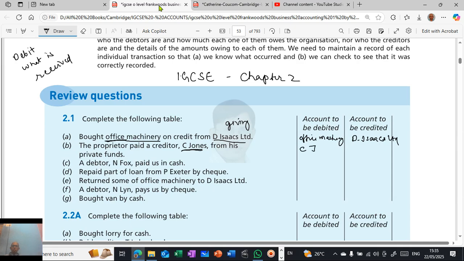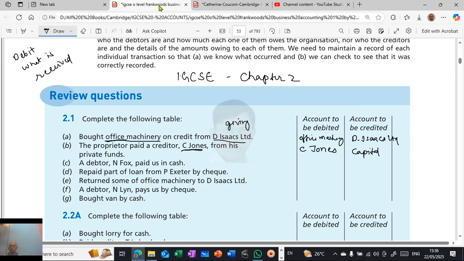C. Jones account will be debited because he is receiving. So who is the giver? The giver is the owner, so it is capital. When the owner gives, we should never write the owner's name, but we have to write it as capital, because it is the proprietor who is paying the money.